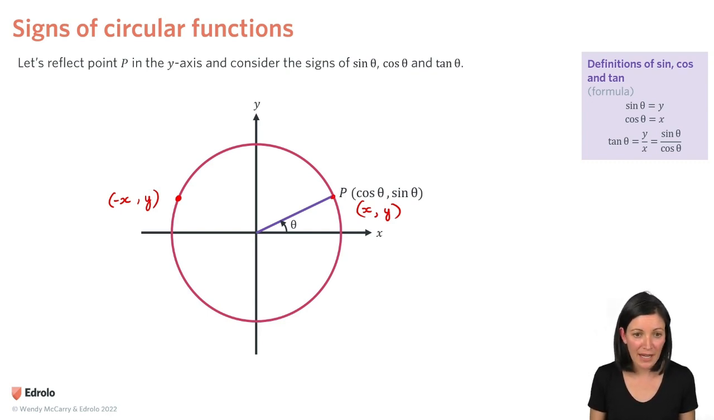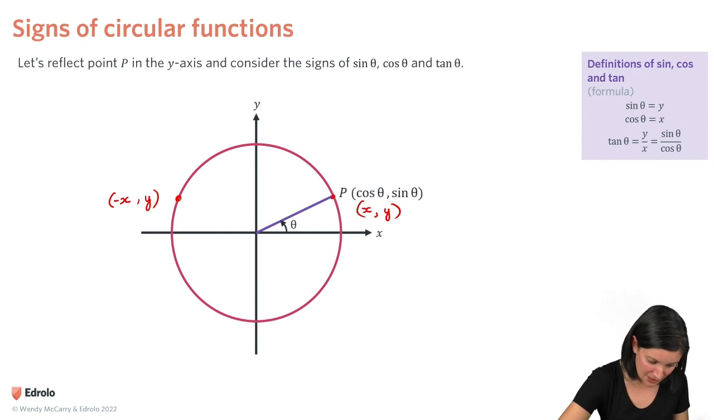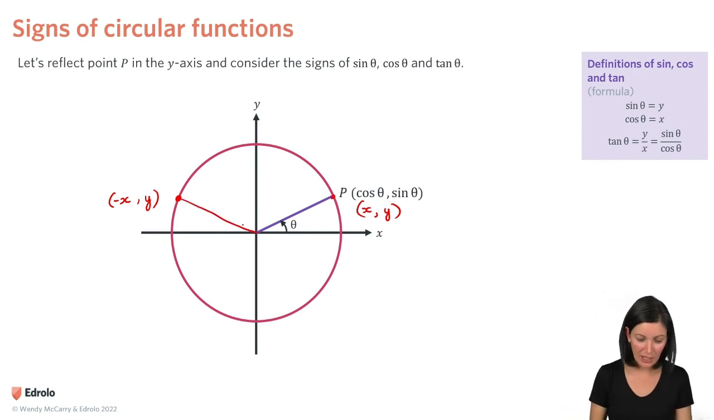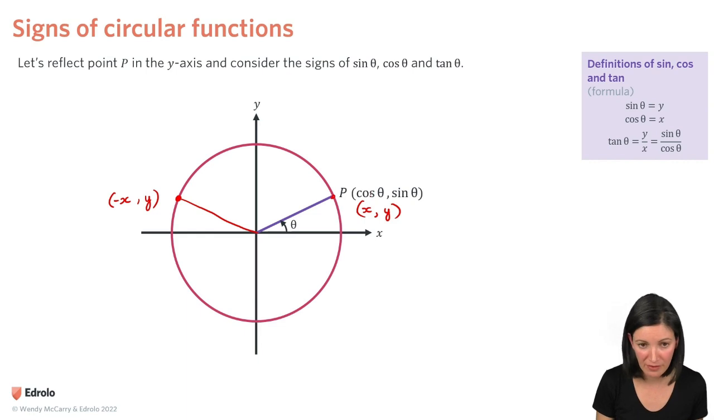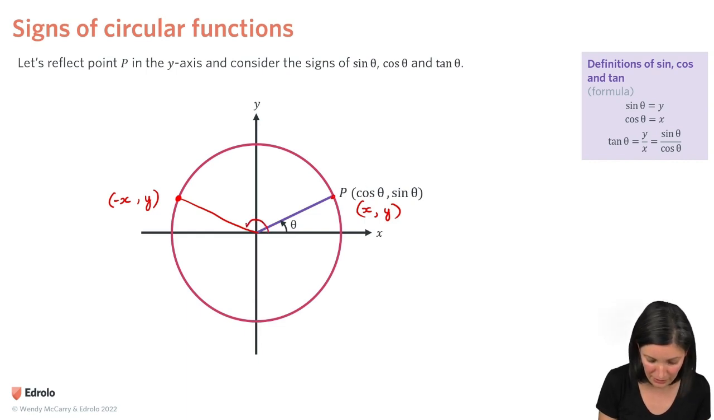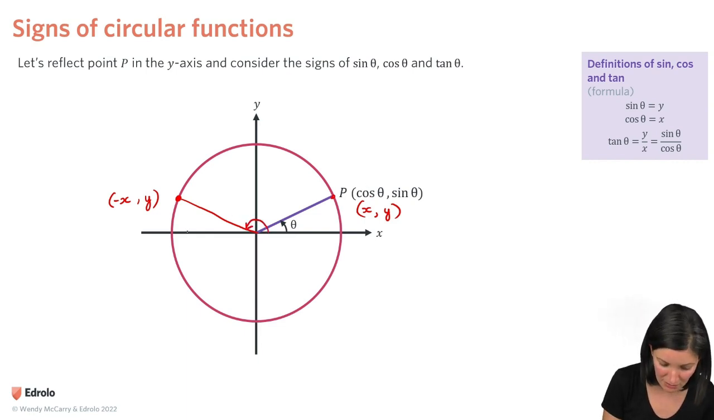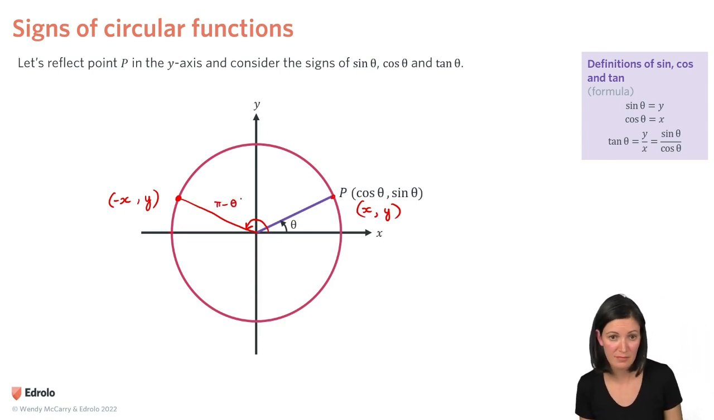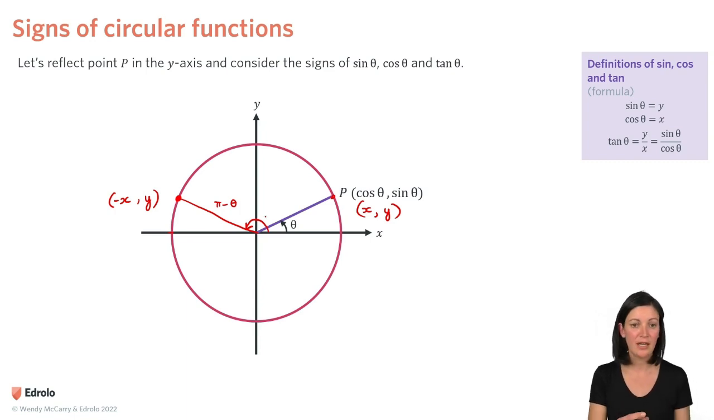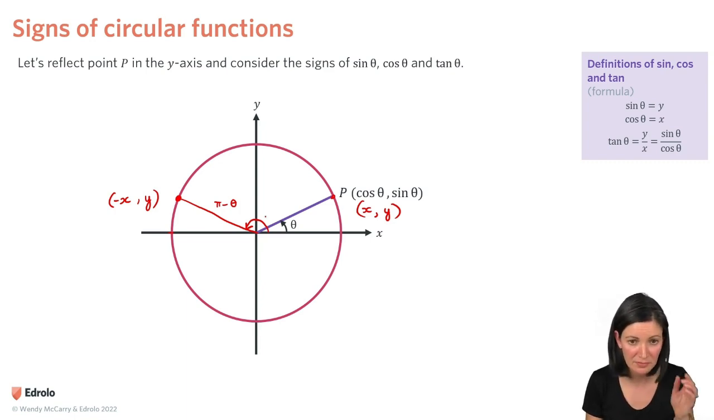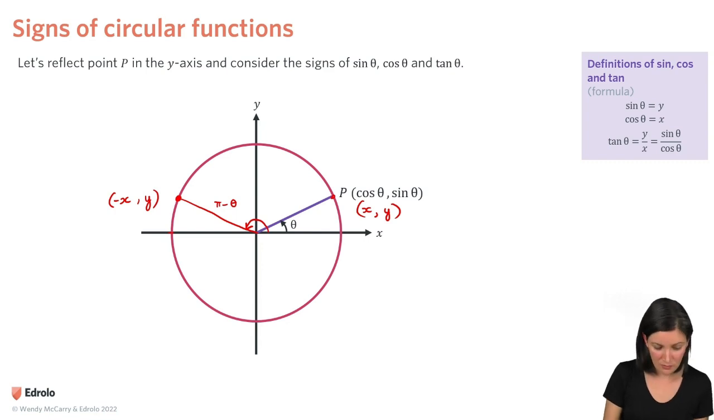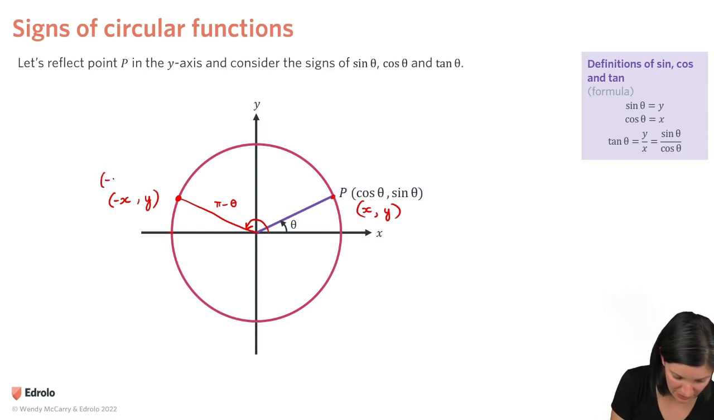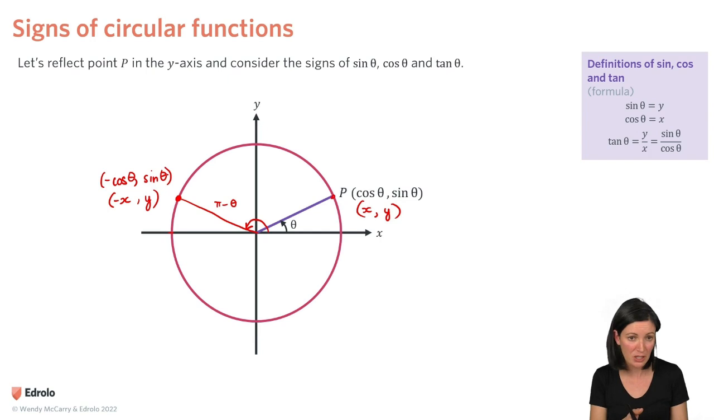So what that means is, if this angle here was θ, this one here is π minus whatever θ was. So that whole angle there is π minus θ. So we could say here that this is going to be the negative cos of θ, but the positive sine of θ because of that reflection.